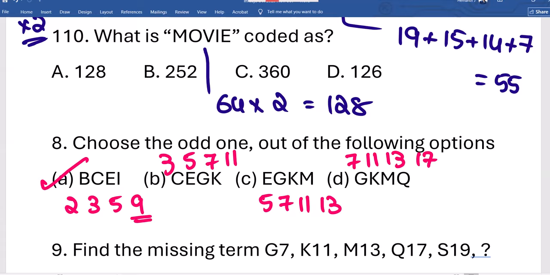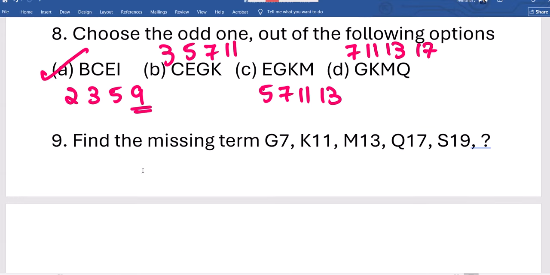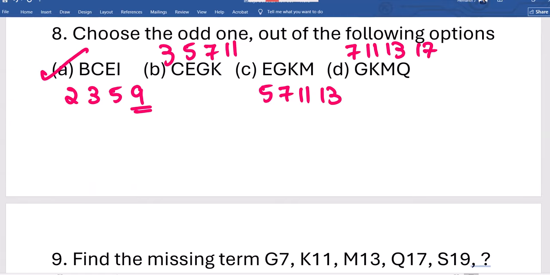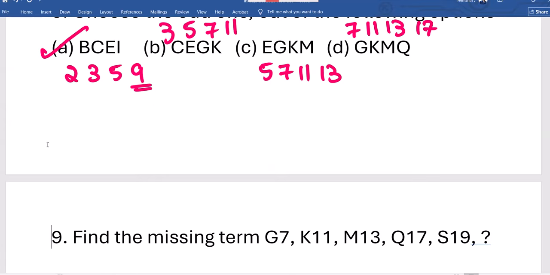Or you can claim all are odd numbers in the remaining. Remaining all have odd numbers. Odd one out means different one. One different out of all. Now I think this is easy for you. What's the answer?